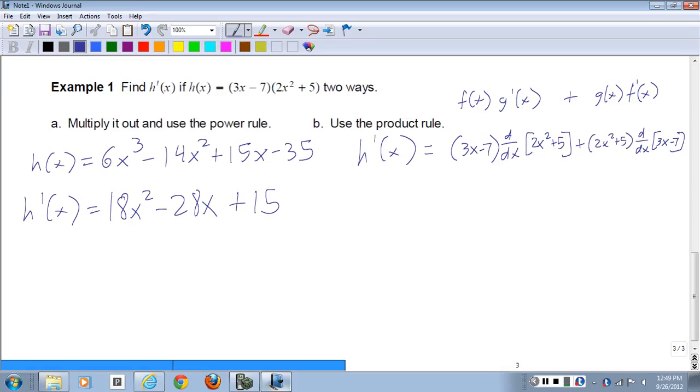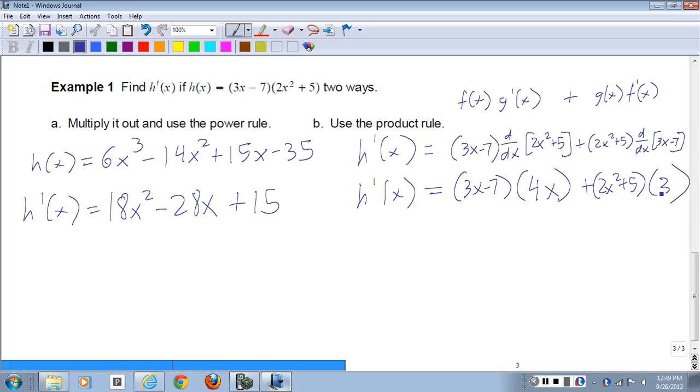Okay? So we calculate the derivatives, then we can simplify. H prime of x equals 3x minus 7. What's the derivative of 2x squared plus 5? 4x. And then 2x squared plus 5, what's the derivative of 3x minus 7? 3. Slope of that linear expression is 3.